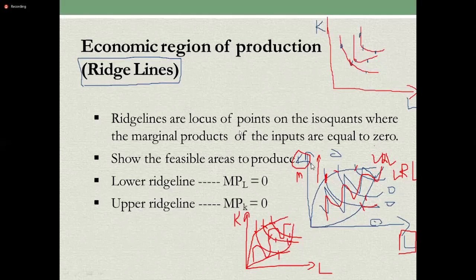Okay, sir, thank you. So in the lower rigid line, MPL is 0. In the upper rigid line, marginal productivity of capital is equal to 0.